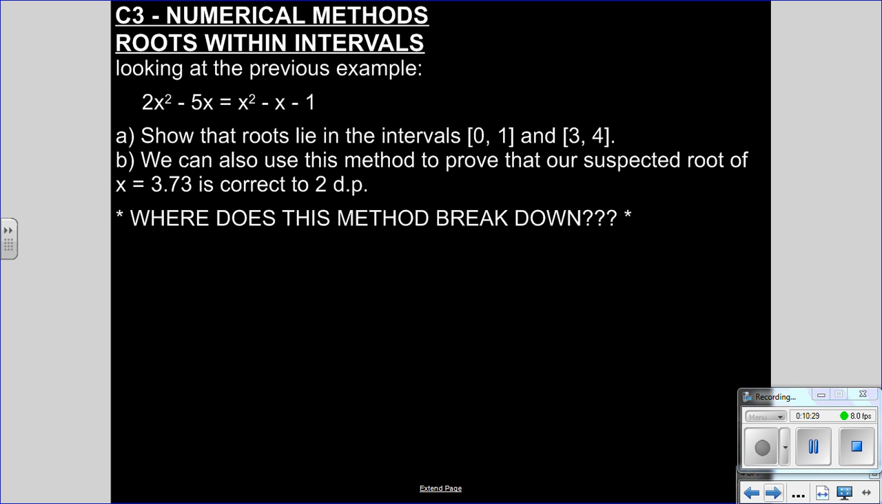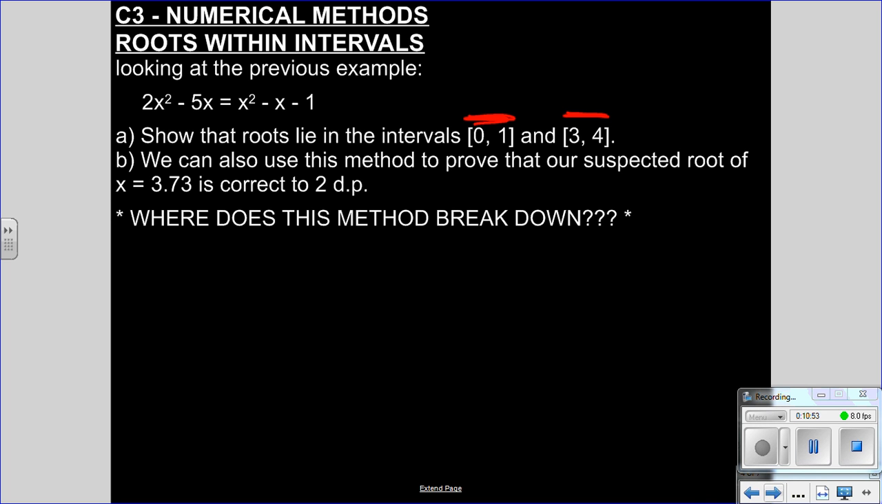Well, looking at this previous example, first off, if we can show that there are roots lying between these numbers, then we can start to use that method. We can rearrange and say, well, between that interval, x must lie between there, and then we can whack it into our recurrence relation, which I just did, and then I found that root.